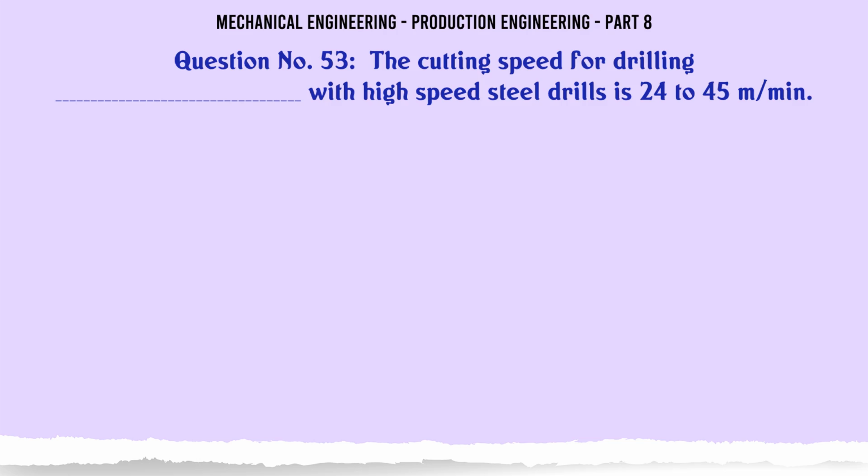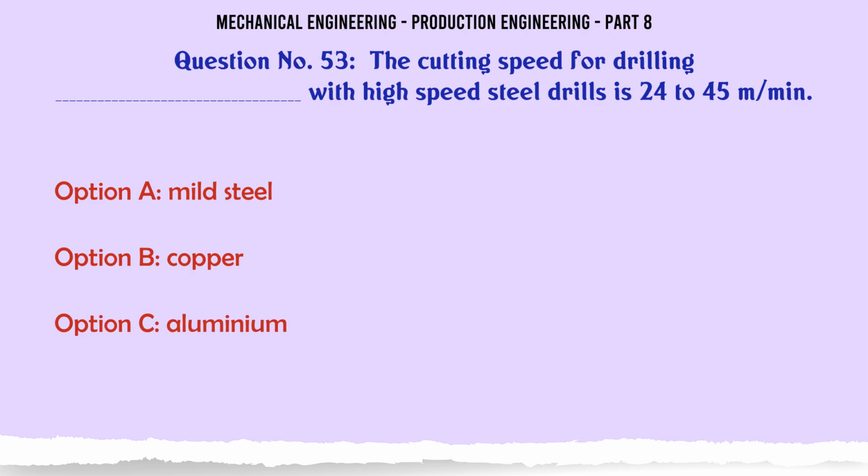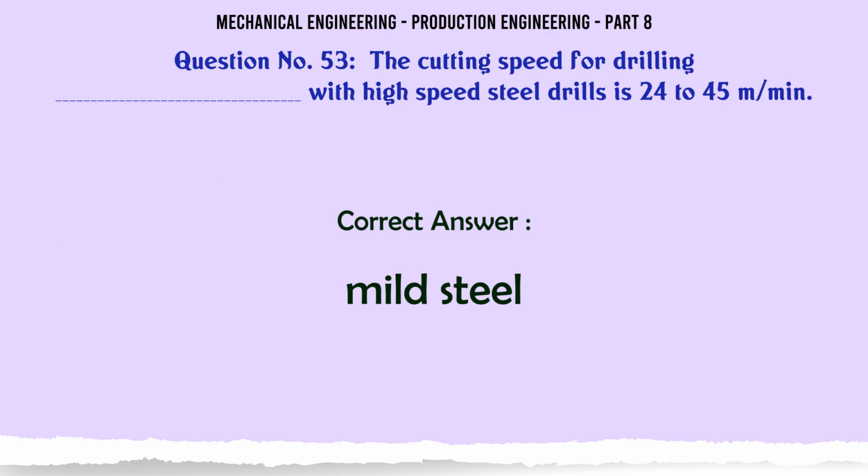The cutting speed for drilling with high-speed steel drills is 24 to 45 m/min. A. Mild steel. B. Copper. C. Aluminium. D. Brass. The correct answer is mild steel.